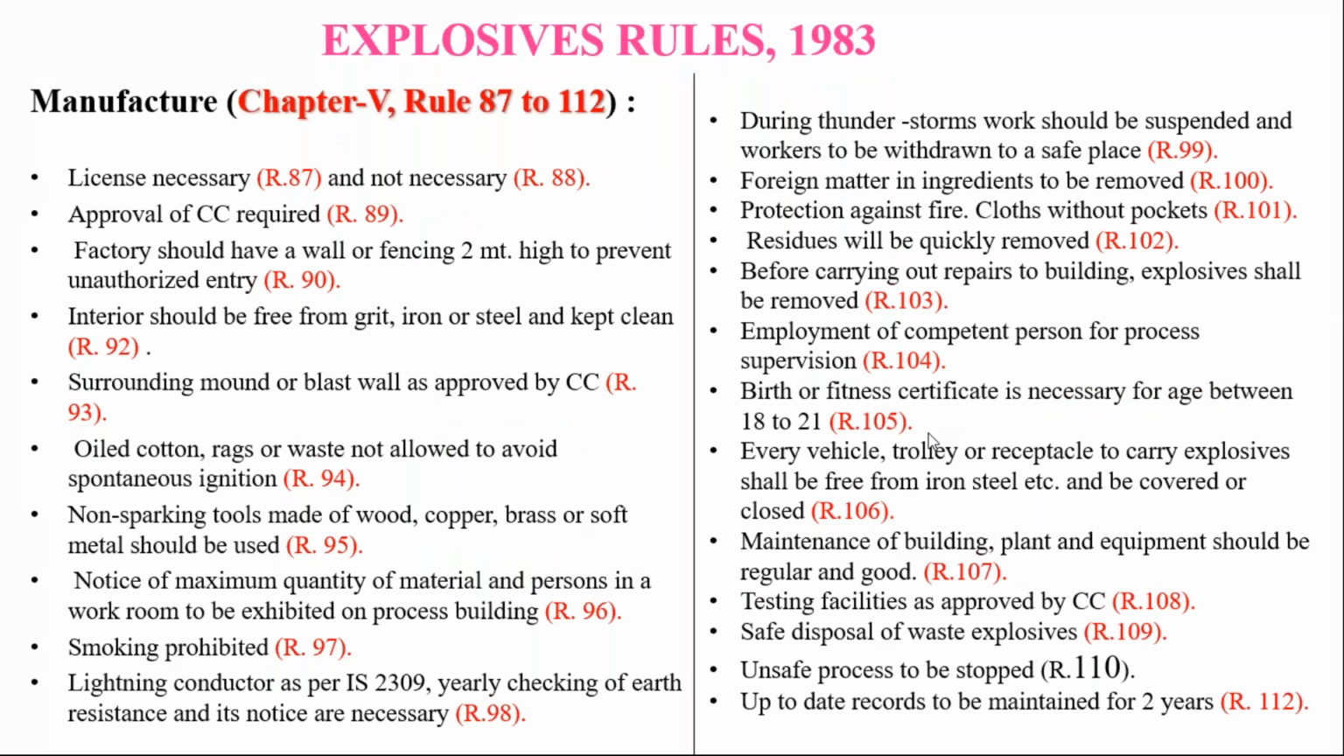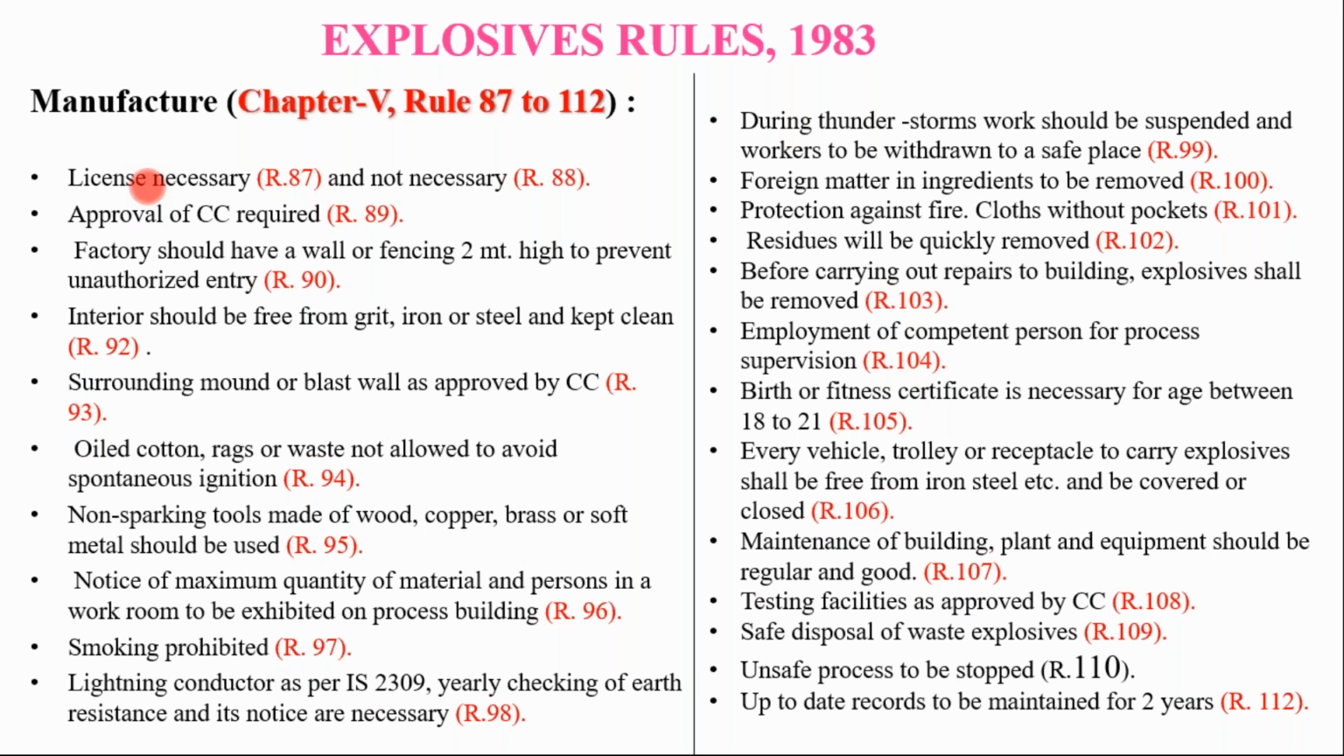Now under the title manufacturing, chapter 5 gives you the idea of what exactly the precautionary measures are, and what the rules are under this manufacturing facility, from rule number 87 to 112. Rule number 87 gives you the guidelines regarding the license for manufacturing. This wording, license necessary, appears in each title. Why? Because for the manufacturing facility a license is necessary, for importing a license is necessary, for exporting, for storing, for using, a license is necessary.